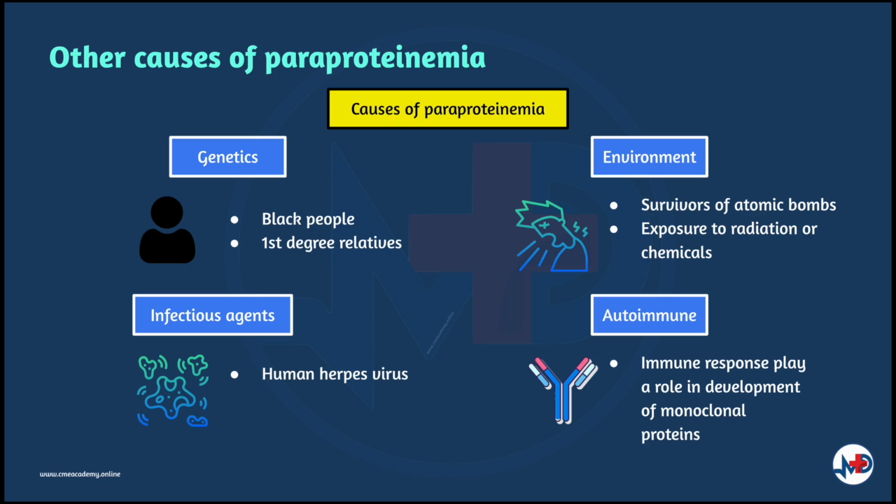The exact etiology of monoclonal gammopathy is unknown. However, there are several factors suggested that are thought to be linked to its development. First, genetics. Observations have shown increased prevalence of MGUS among the Black population and among first-degree relatives. Secondly, environment. There is an increased prevalence of myeloma and MGUS among survivors of atomic bombs and those with significant exposure to radiation or chemicals such as pesticides and petroleum. Moreover, infectious agents have been linked to the development of paraproteinaemias, as the genetic sequence of human herpes virus has been identified in clonal plasma cells.